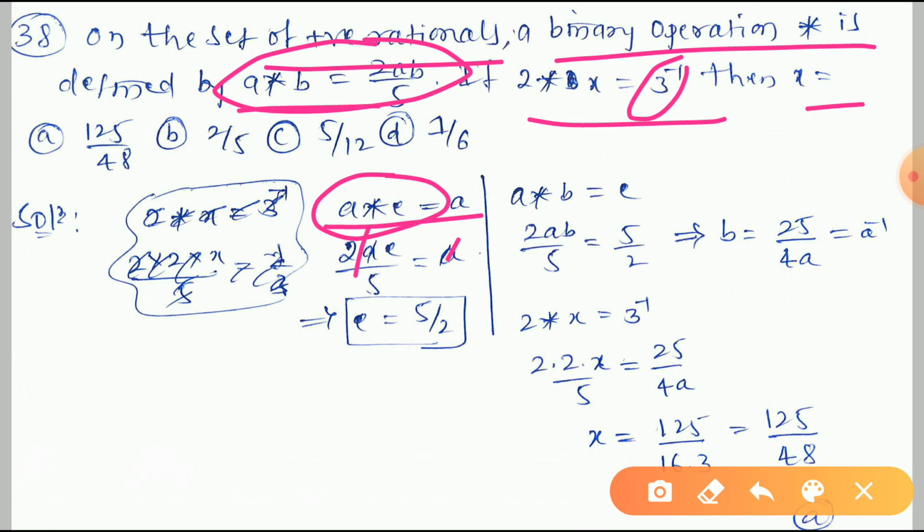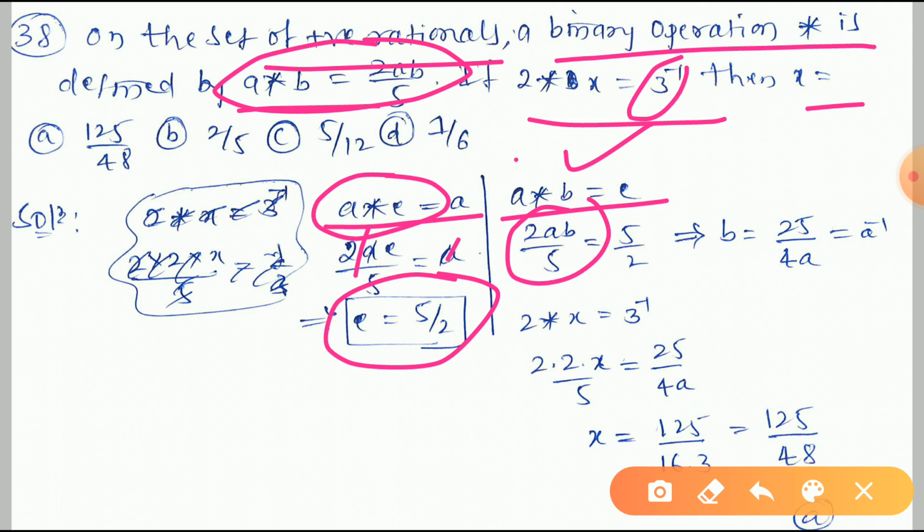These a's get cancelled, e is equal to π/2. Here we know another definition: a star b is equal to e, where b is the inverse of a. So a star b is equal to 2ab/5, which is equal to e. Put e is equal to π/2, then b is equal to 25/4a. This is the inverse of a.